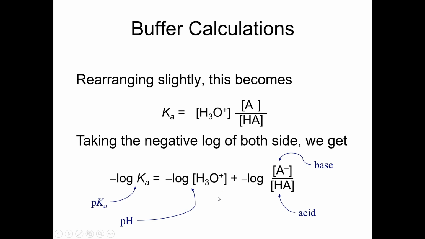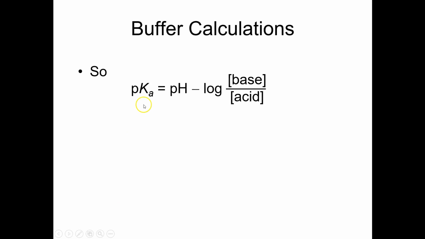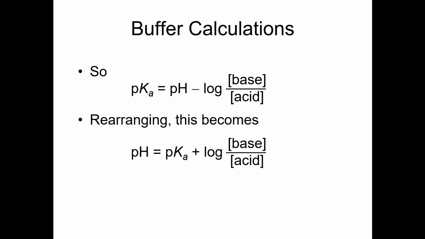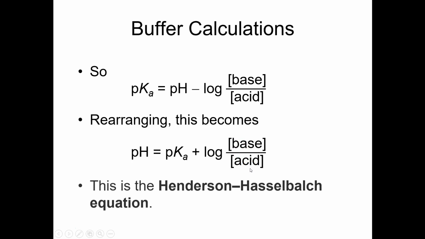All right, we can just slightly rearrange that now, or just rename these things, pKa and pH, and say that pKa is equal to pH minus the log of the base concentration over the acid concentration. And we can just rearrange that one more time to get pH isolated. And that becomes pH is equal to pKa plus the log of the base concentration over the acid concentration. And this is what is known as the Henderson-Hasselbalch equation. And this is what makes it really easy to calculate the pH of any buffer solution.